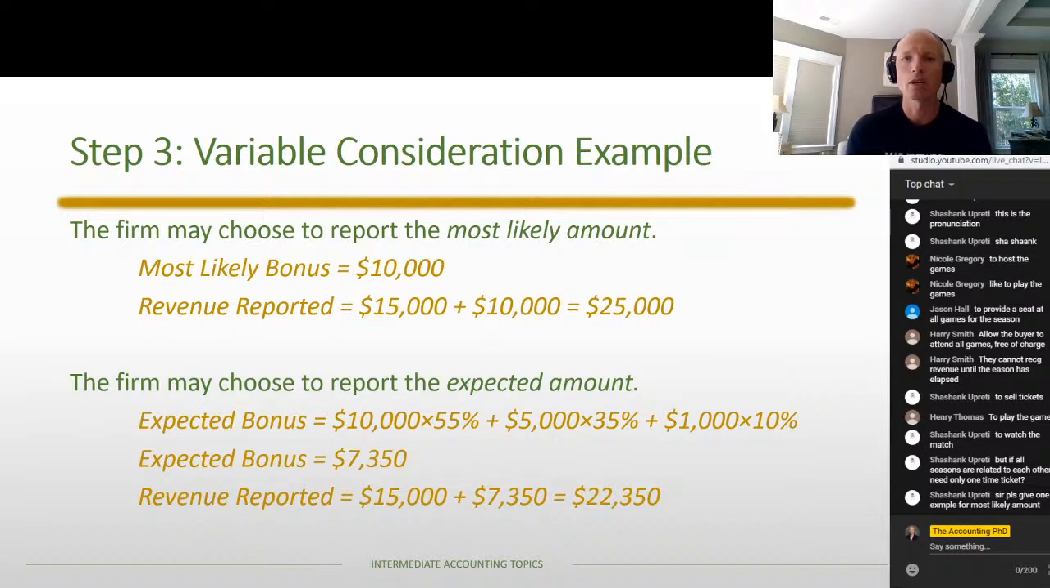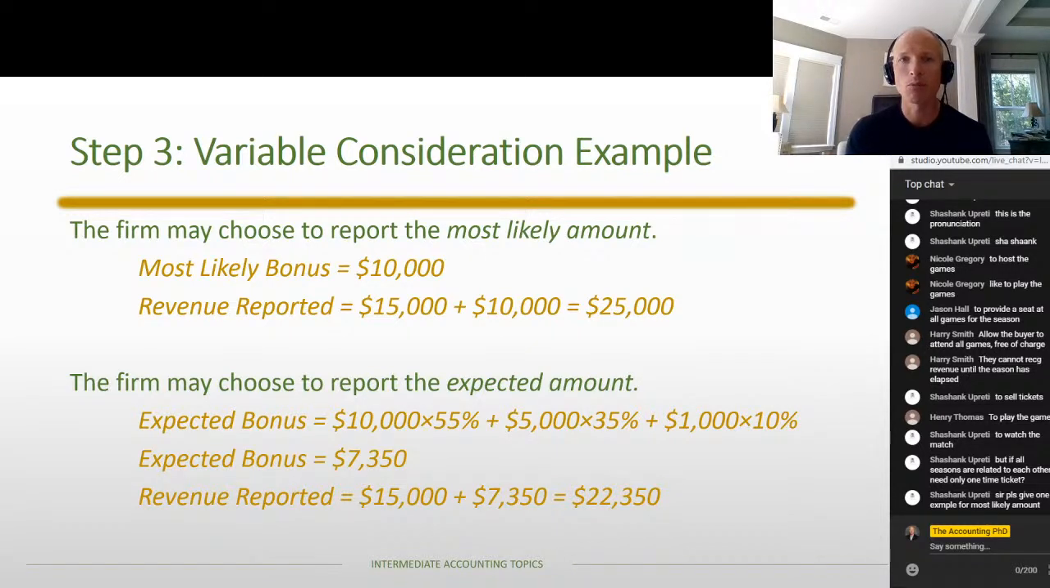So for that reason, my personal opinion is that the expected amount would probably be the most appropriate in this situation. If that $10,000 bonus had a 90% probability, then I think that probably would be the most appropriate method. Again, there's judgment here. It's not to say that reporting $25,000 would have been wrong. It just would have been aggressive.